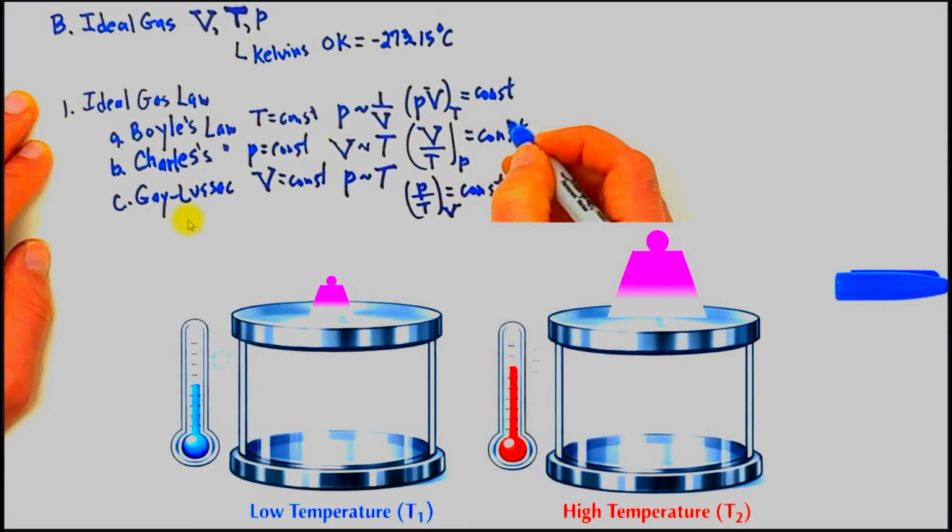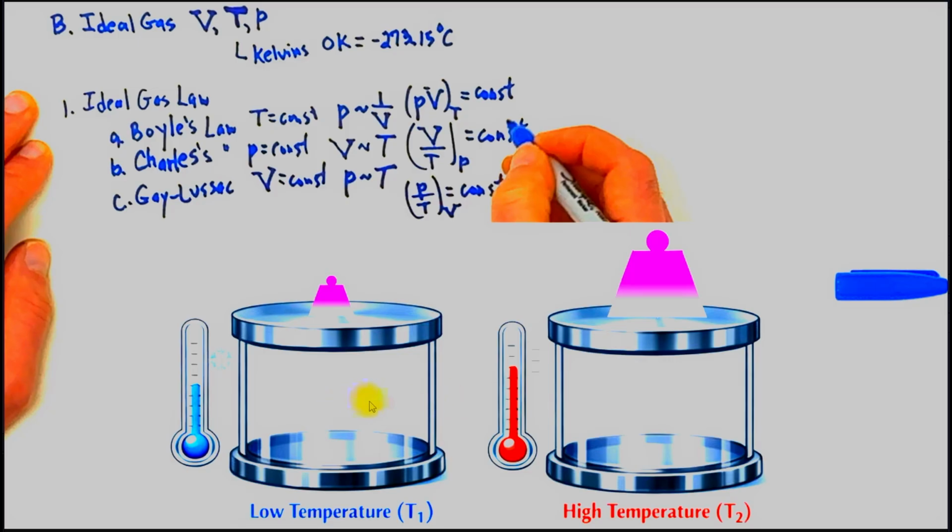Now we go to Gay-Lussac. Here what we do is we keep the volume fixed. Now if we heat up the gas, then the pressure will go up. So to keep that lid on, I need a greater weight to set on that lid so that I can balance the pressure or balance the force of that lid. So just imagine here the pressure getting greater and greater because of the temperature.